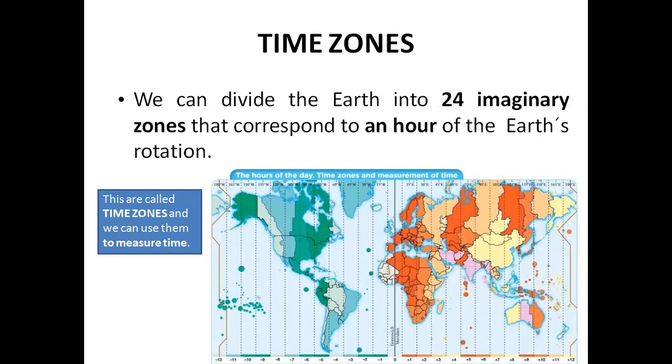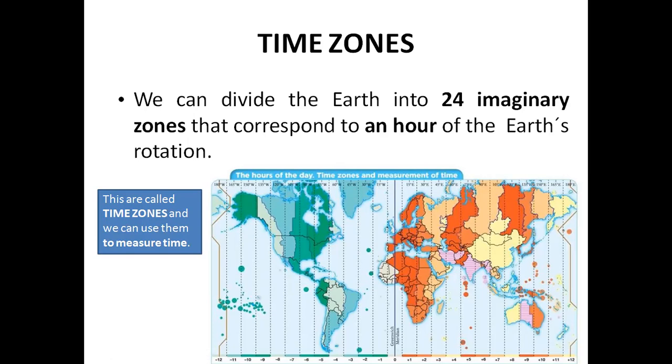But still, we can divide the Earth into 24 imaginary zones, which correspond to an hour of the Earth's rotation, right? Tell me, how much would be the degrees covered in each of these? Anyone? Divided Earth into 24 imaginary zones, so what could be the degrees from this to this, this to this? Anybody?